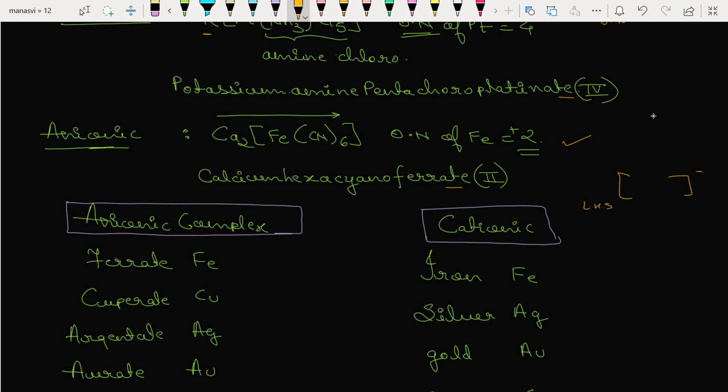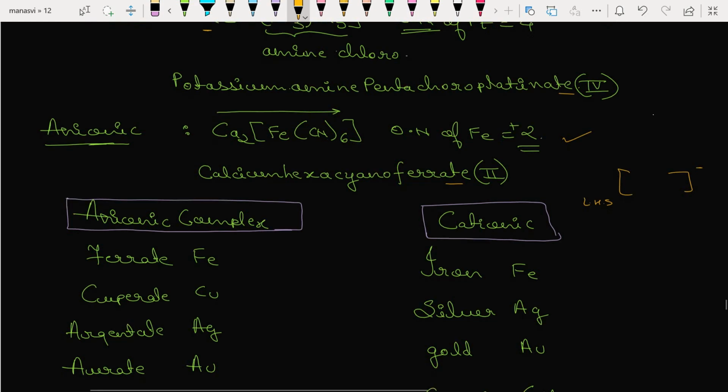Now again go on writing, from left hand side to the right hand side. First the name of calcium will come, then hexacyanoferrate(II). This is how you write the name of the coordination compound. This is how the IUPAC nomenclature of the coordination compound is to be written.